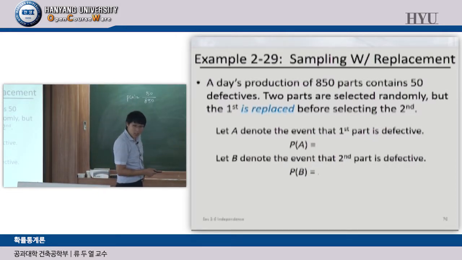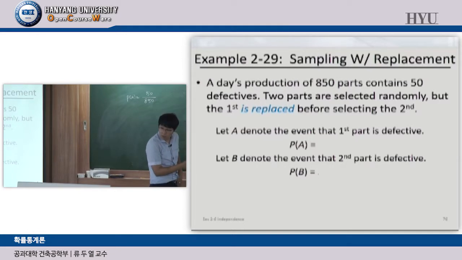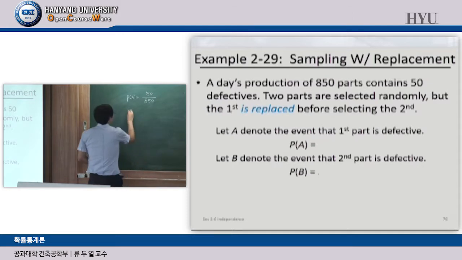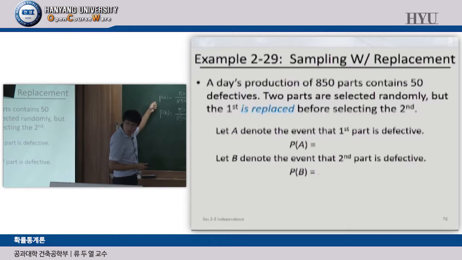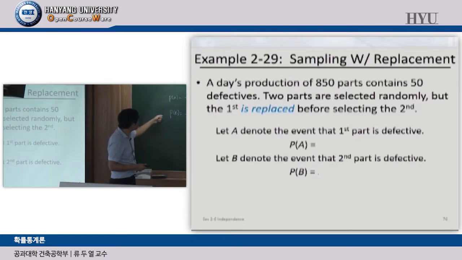And what is the probability of B? In this case, the first part selected is replaced before selecting the second part. That means we still have 50 defectives among 850 parts, right? So the probability of B equals 50 divided by 850, okay? So in this case, the event A, the first selection, does not affect the second event, the second selection. So we can call this independence.